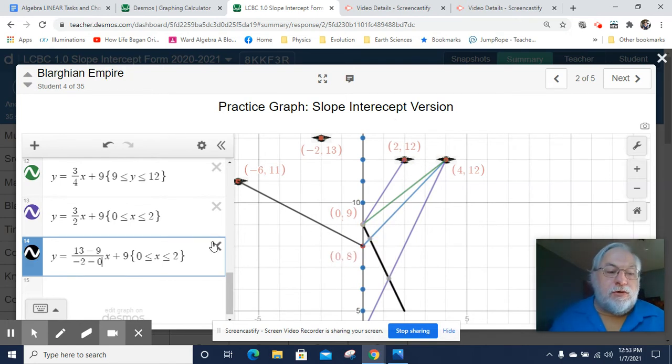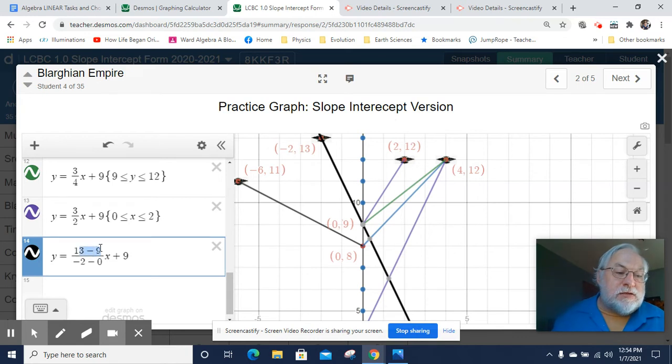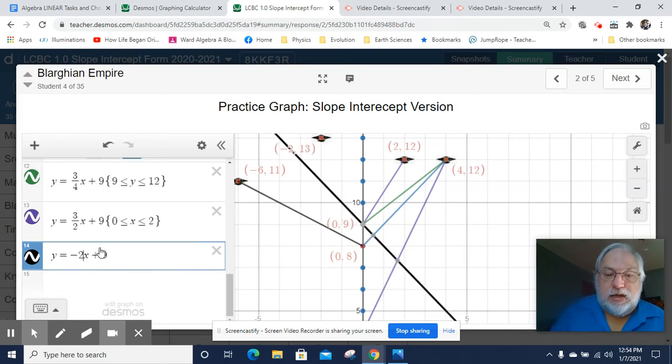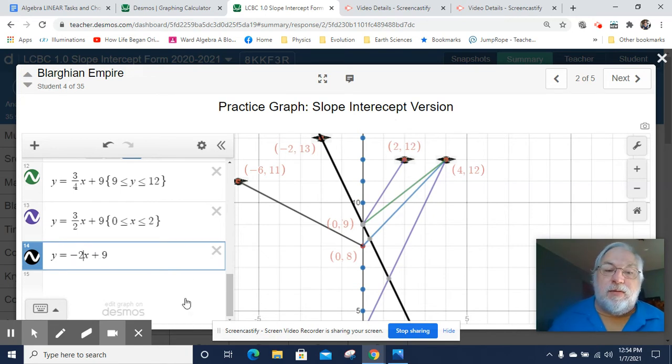Okay. And you'll see something weird is going on. So let's get rid of this interval for a second. You'll see that the line works. Now let's tidy it up though. 13 minus 9 is 4. And negative 2 minus 0 is negative 2. 4 divided by negative 2 is negative 2. So I've simplified my slope.